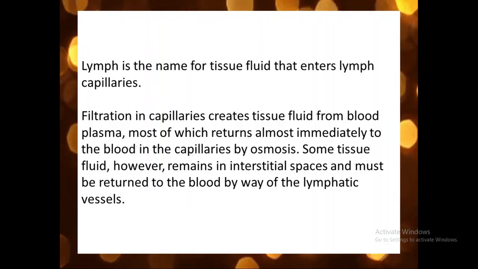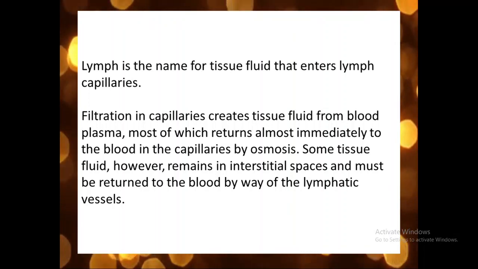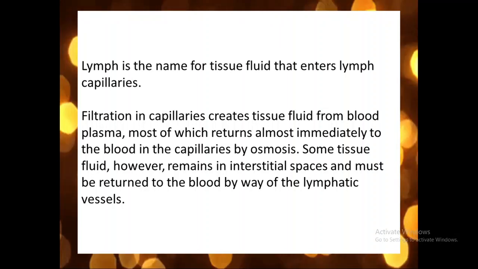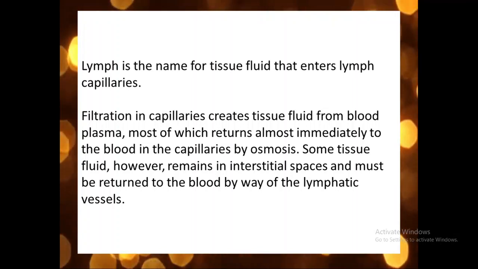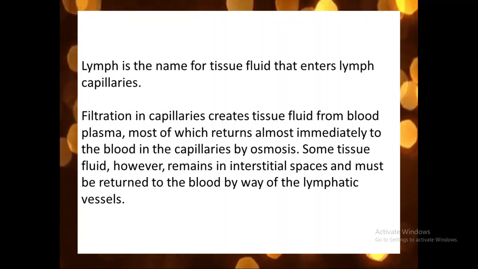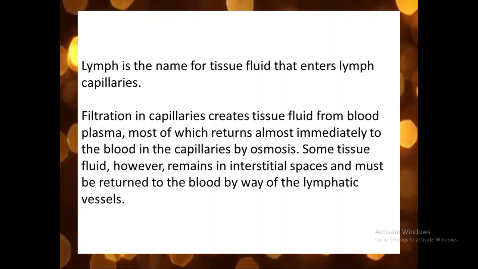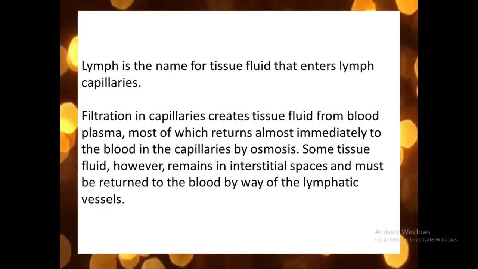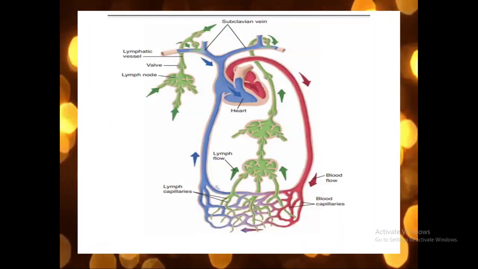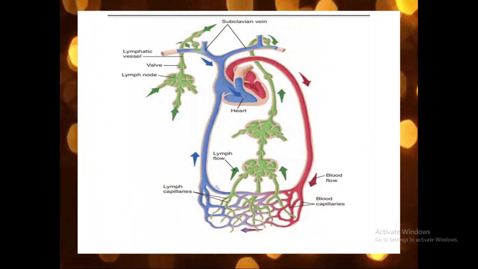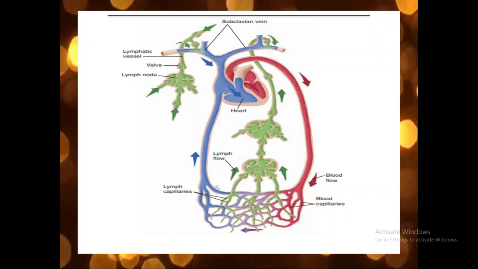Lymph is the name for tissue fluid that enters lymph capillaries. Filtration in capillaries creates tissue fluid from blood plasma, most of which returns almost immediately to the blood in the capillaries by osmosis, from an area of higher concentration to lower concentration. Some tissue fluid, however, remains in interstitial spaces and must be returned to the blood by way of lymphatic vessels. Without this, blood volume and blood pressure would very soon decrease. As you can see on the diagram, there is the relationship of the lymphatic vessels to the cardiovascular system.